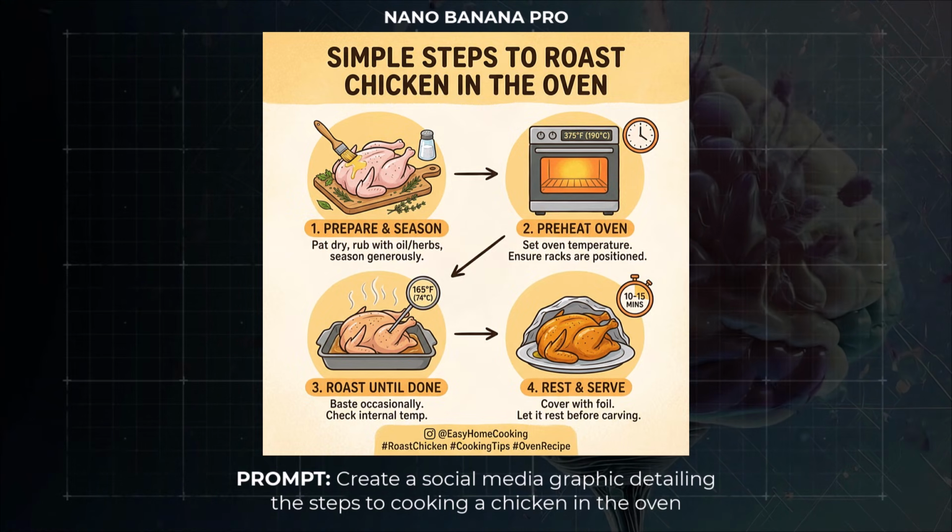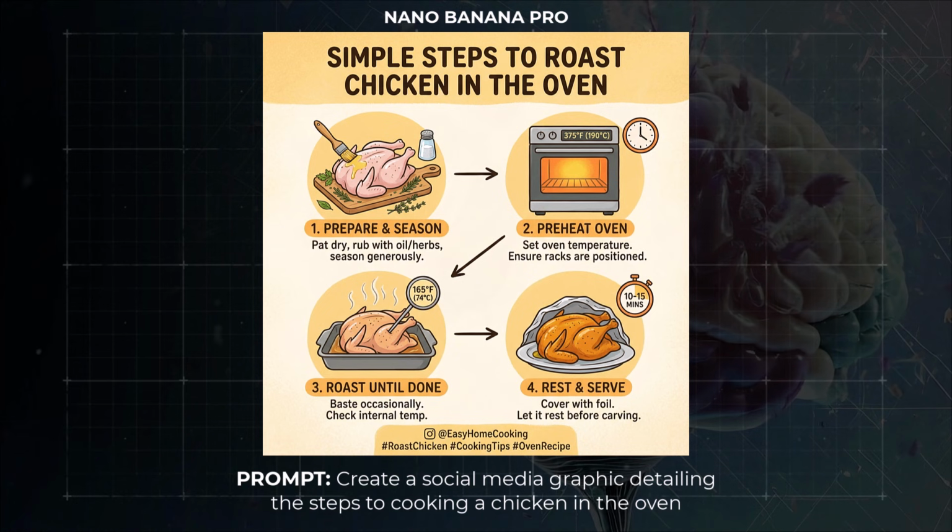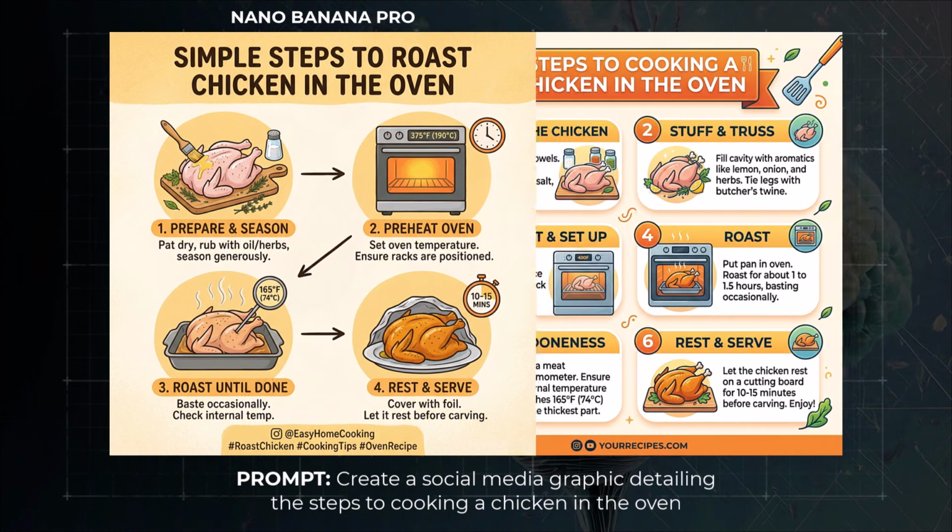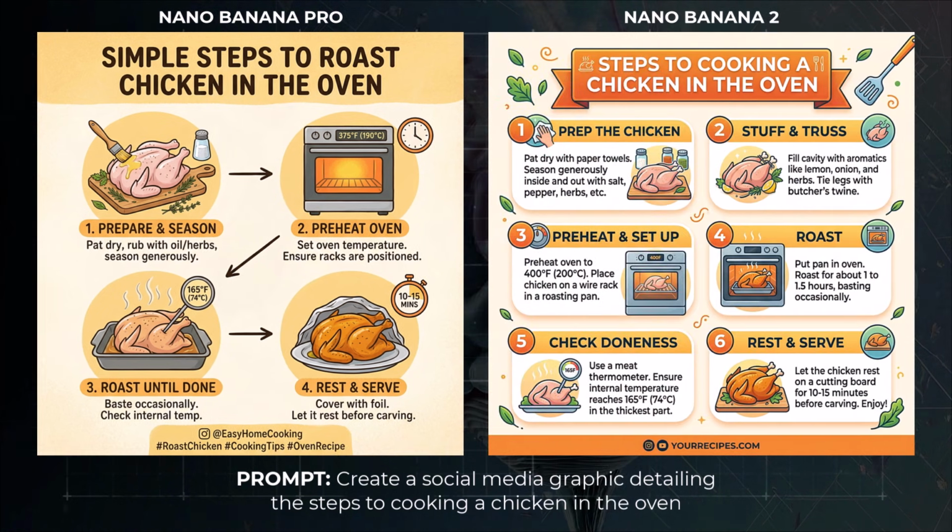I don't know if this is accurate because I don't cook chicken in the oven, but I decided to throw the exact same prompt at Nano Banana 2. And you'll notice the look is very similar. However, there's a lot more information in the steps of the Nano Banana 2 infographic. If I was to actually follow these steps, the infographic on the left would be very, very vague, but the new one on Nano Banana 2 gives me a little bit more information, and I feel like I could probably more easily actually make this happen following this infographic. That is assuming that it is accurate.